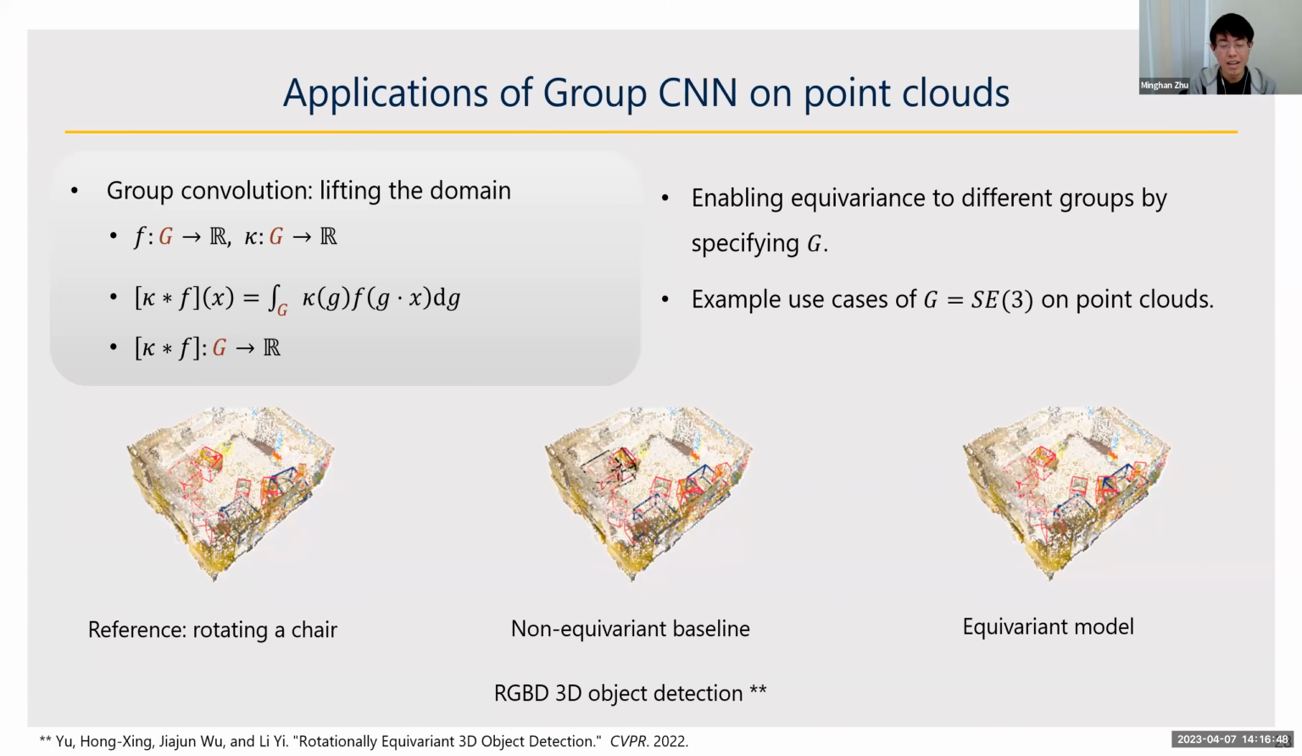So this is how this group CNN can be applied to more complicated tasks by plugging different kinds of G into the group convolutional network.